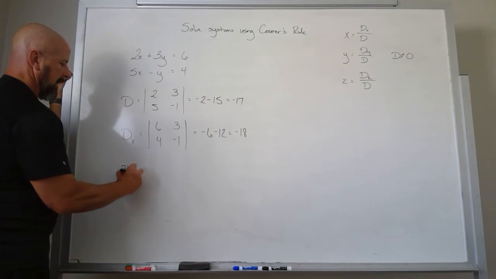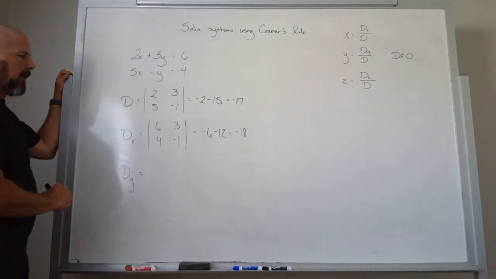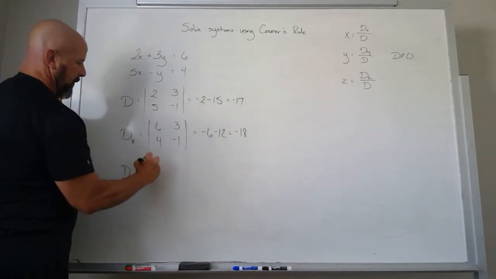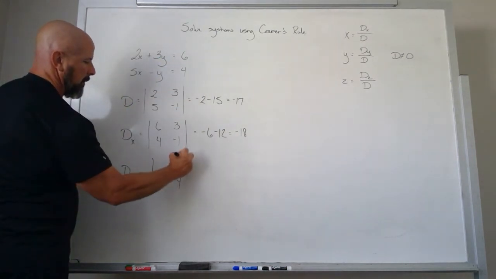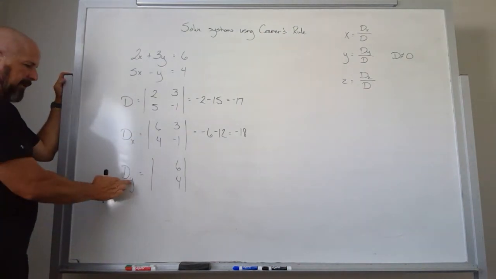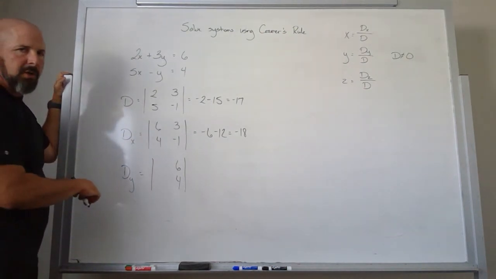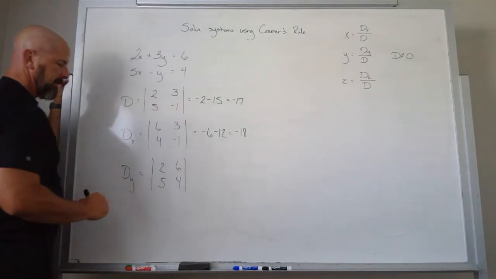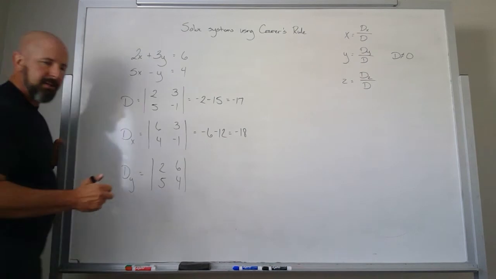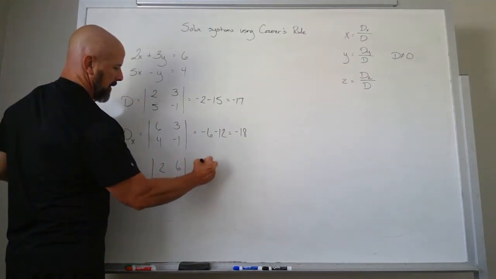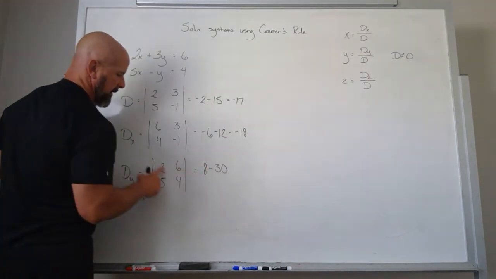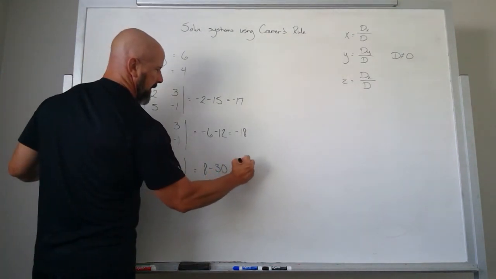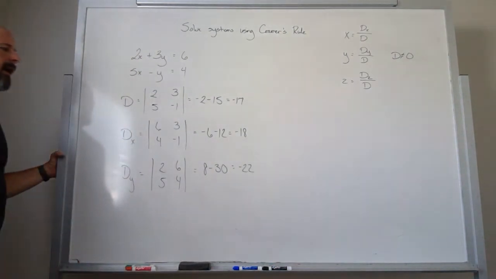Next, d sub y. If I see a subscript of y, the answers 6, 4 now go in the y column. So whatever variable's here, that's where the answers are going. And then the other column does not change, so I'm rewriting my x. I'll evaluate my 2 by 2 determinant. 8 minus 30. 8 minus coming back, minus 30 would be negative 22. There's my d sub y.